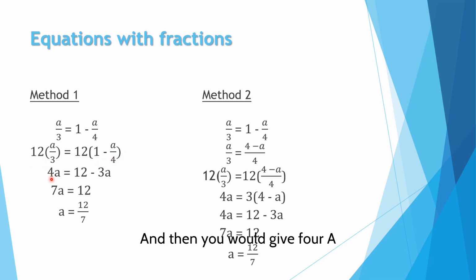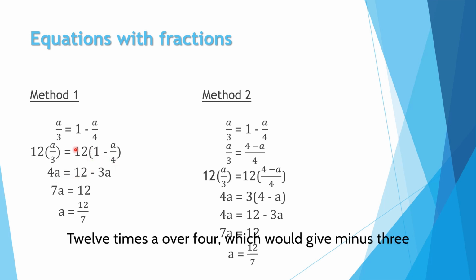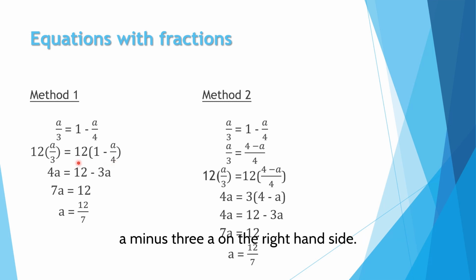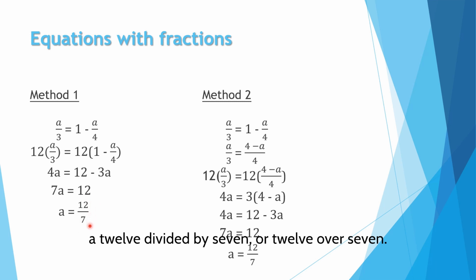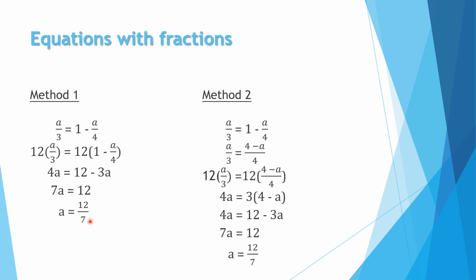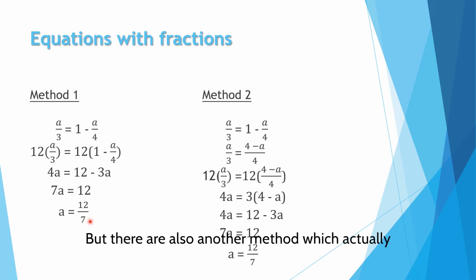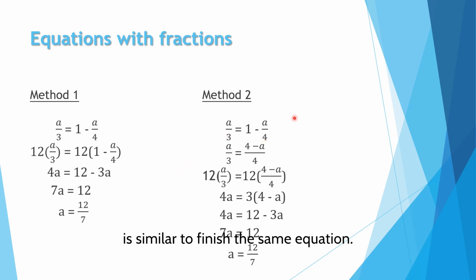And then it would give 4a on the left-hand side. On the right-hand side, 12 minus, we simplify 12 times a over 4, which would give minus 3a. So finally, the answer should be a equals 12 divided by 7, or 12 over 7. But there is also another method, which is similar, to solve the same equation.